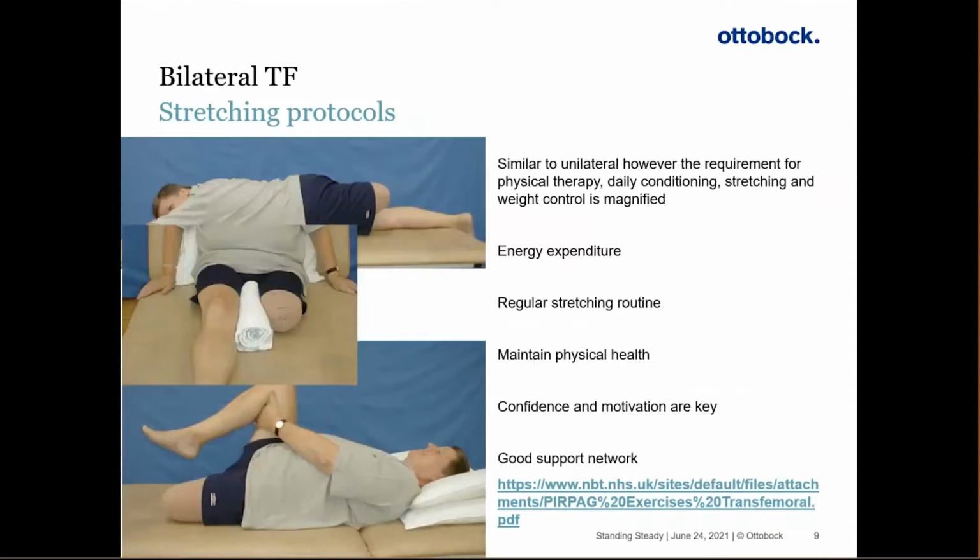For the bilateral transfemoral user, similar to unilateral, however, the requirement for physical therapy, daily conditioning, stretching, and weight control is significantly magnified. They'll really need to focus and commit to that process of rehabilitation. A regular stretching routine, maintaining their physical health and weight control for sure. Confidence and motivation are certainly key, and having a good support network has been shown to really help people advance and progress in their rehabilitation.